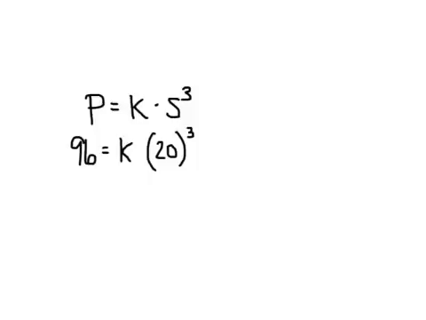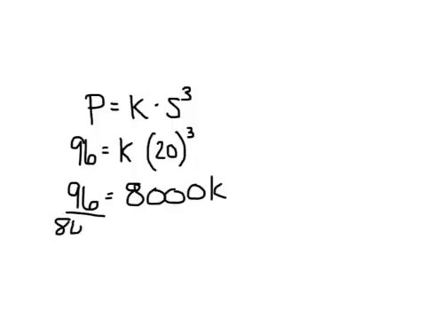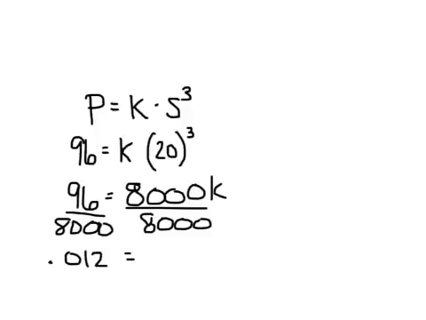Once I get that, I have to take out my calculator here for a second. I'd have 96 divided by 8,000 for k. And when I get that number, I get 0.012. That's my constant. So as far as having a formula now, I have P equals 0.012 S cubed.